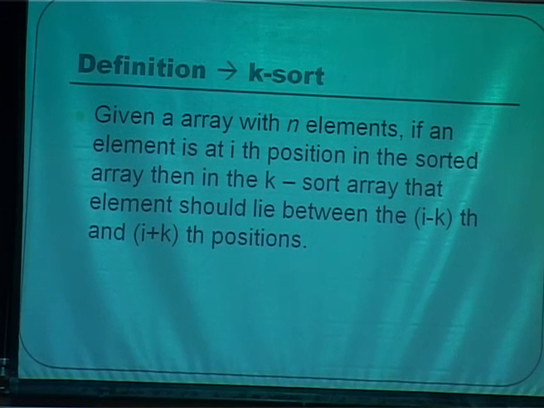The definition of K-sort is: given any array with n elements, if an element is at the ith position in the sorted array, in the K-sorted array it should lie between the range i minus k to i plus k.